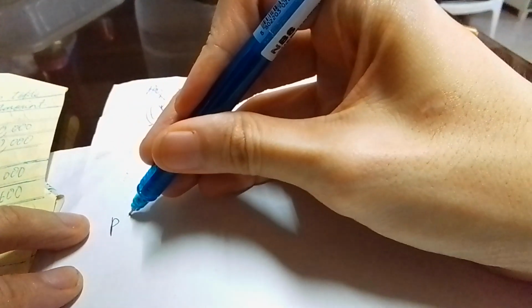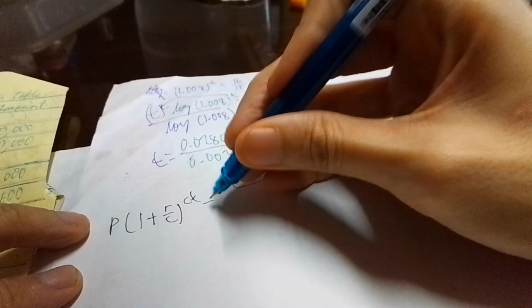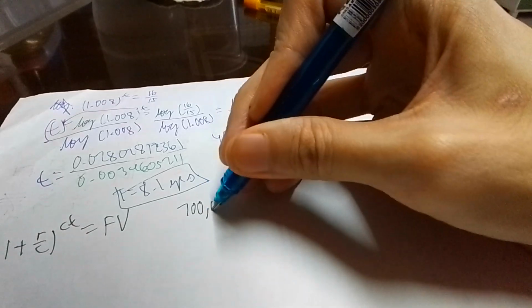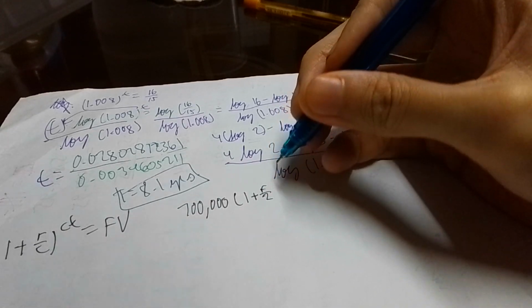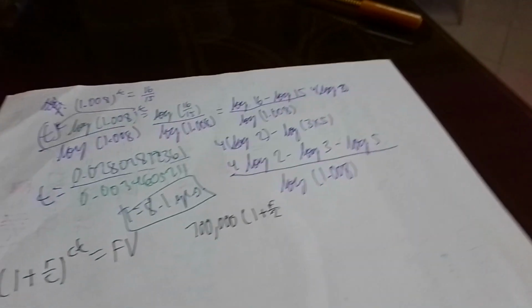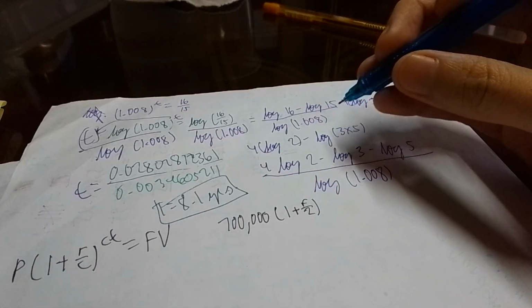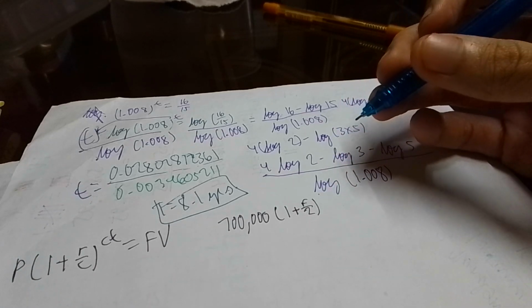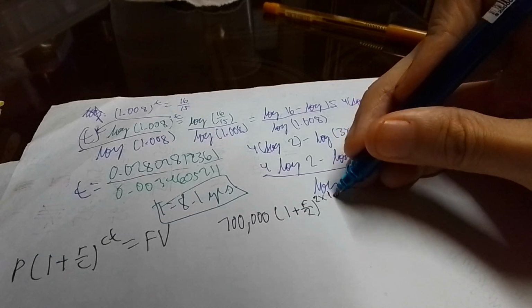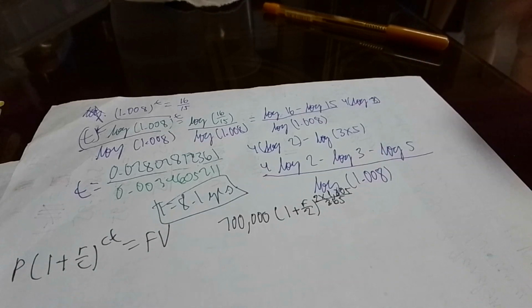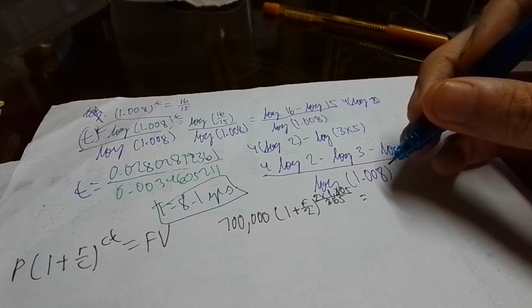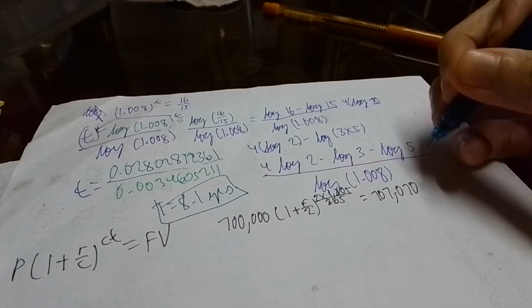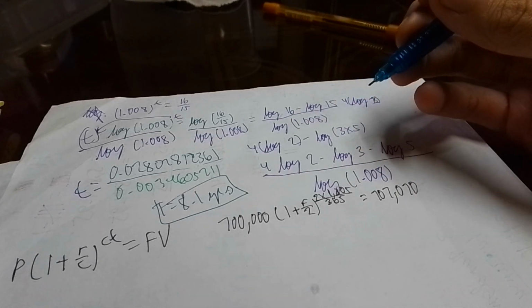We have P times (1 plus R divided by C) raised to the CT power equals the future value. Our principal here is 700,000 pesos. Then 1 plus R, which we do not know. The compounding period is semi-annually, so we divide by 2, and raise that to 2 times 1,305 divided by 365 days. That is the power we're raising to. And we have the future value of 707,070 pesos. Let's rewrite this.